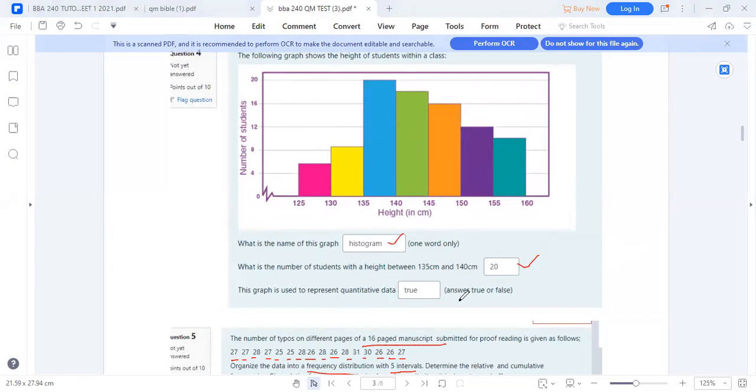Use a graph to represent quantitative data. This data is used to present quantitative data. Is it true or false? It is true. This is quantitative data. Which takes us to a theoretical session. What is quantitative and what is qualitative data?